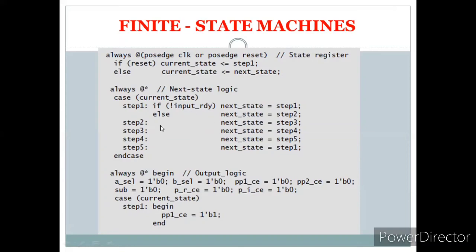From step 2, it goes to step 3. From step 3, it goes to step 4. From step 4, it goes to step 5. And observe the last stage: from step 5, it again comes back to the initial state, that is step 1. Next, the operation. So these are all the initial conditions that we have, where all the control signals are 0.